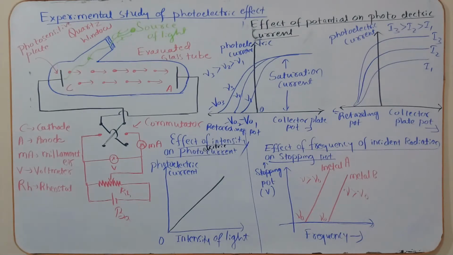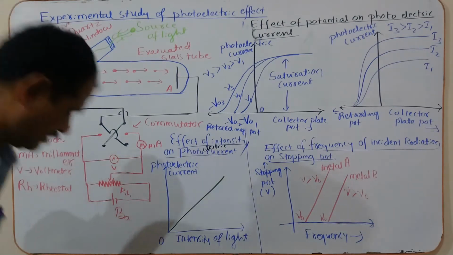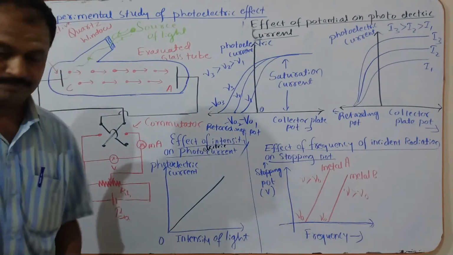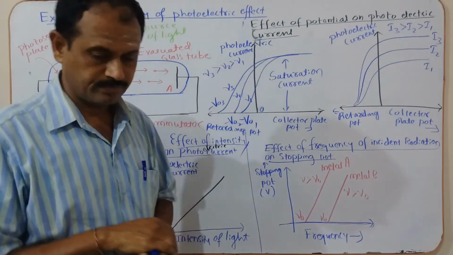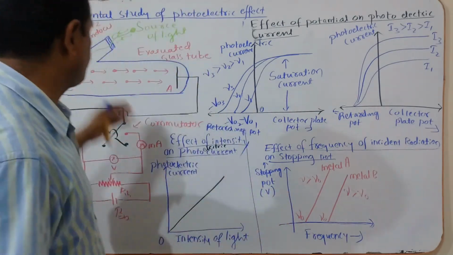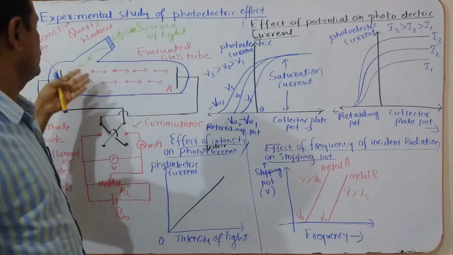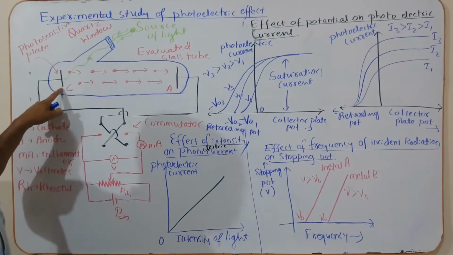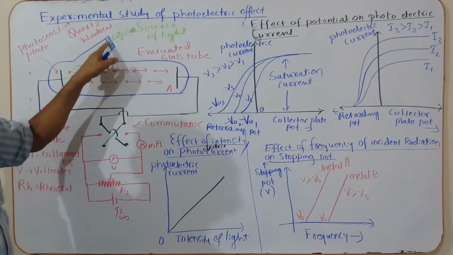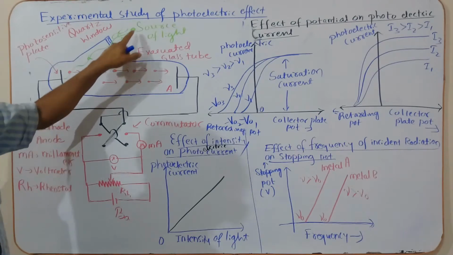Today I want to discuss the experimental study of the photoelectric effect. Now you already know this experimental arrangement. This is the evacuated glass tube. This is the cathode, which is said to be the photosensitive material. This is the anode. This is the quartz window. This is the source of light.